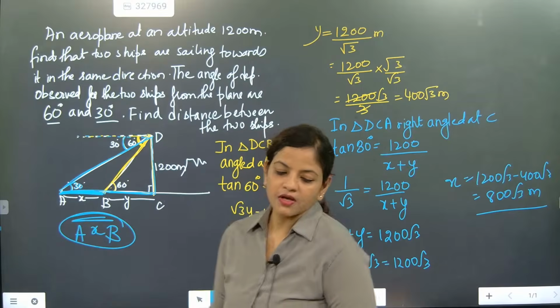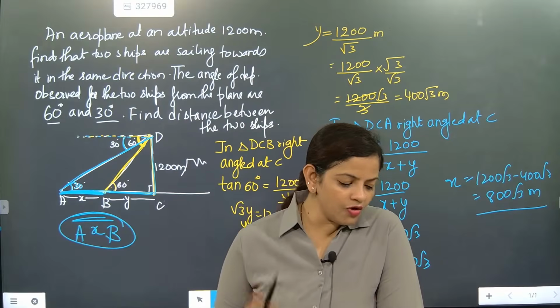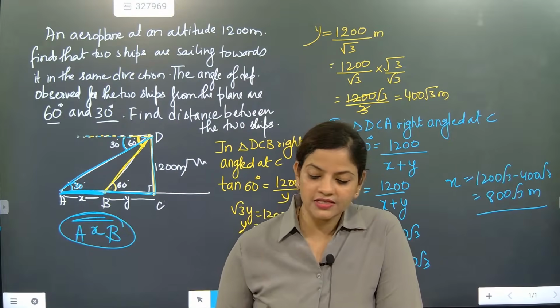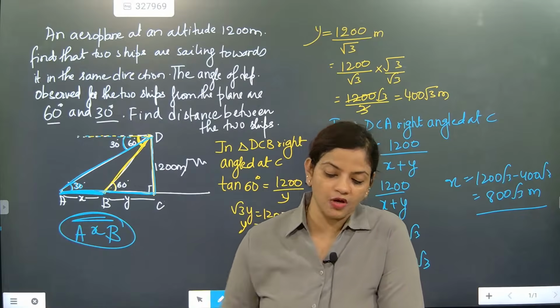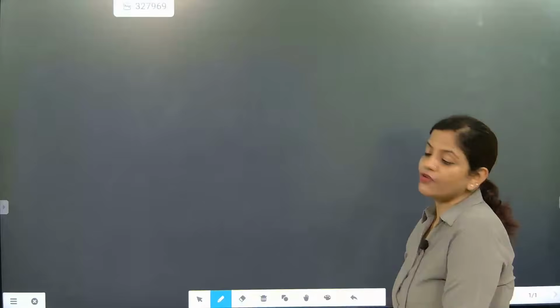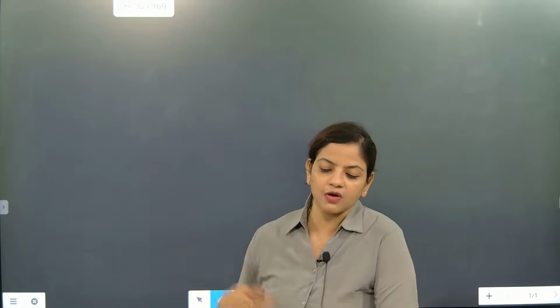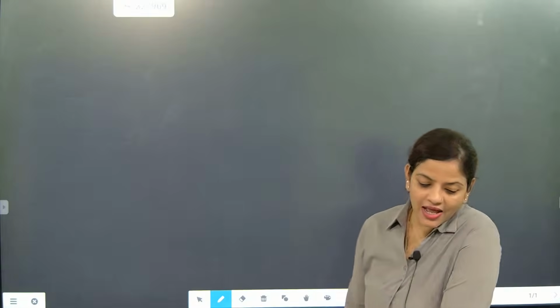Understood. So here we will be checking the question. Two pillars of equal height on either side. So when this type of question comes, Nabita, you will be able to solve. Got it? Now we will be solving one more question for aeroplane, like how aeroplane questions are asked.